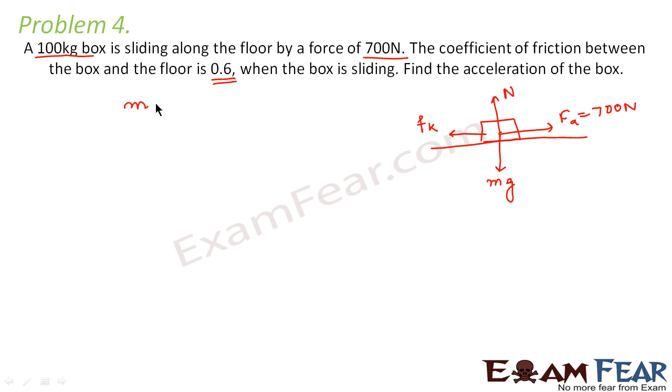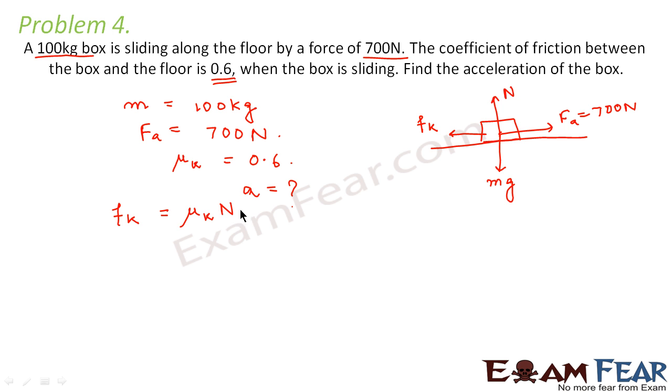So what are the values which are given here? Mass is equal to 100 kgs. Force is equal to 700 Newton. Coefficient of friction, that is mu k, is equal to 0.6. We have to find out the value of acceleration. Now we know from definition of kinetic friction that Fk is equal to mu k into N. From this free body diagram, we know that N is equal to mg because there is no motion in the vertical direction. So mu k into mg.